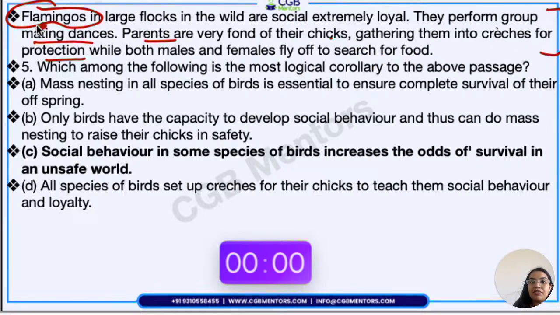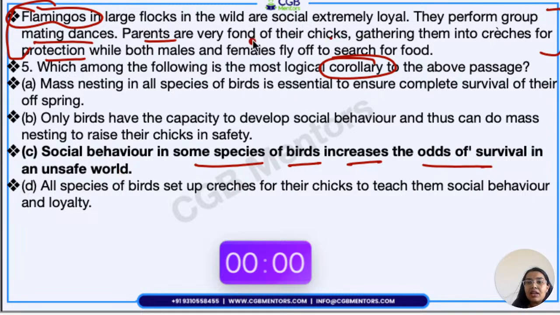तो एक बहुत ही ह्यूमन फैमिली टाइप वाला यहाँ पे एक सिस्टम है, फ्लेमिंगोज. तो आपको इससे मैसेज, एक कंक्लूजन क्या मिलता है? कंक्लूजन, ओके, अ लॉजिकल कंक्लूजन इज कोरोलरी: social behavior in some species of birds, because flamingos अकेले की बात है तो some species of birds, increases the odds of survival in an unsafe world.